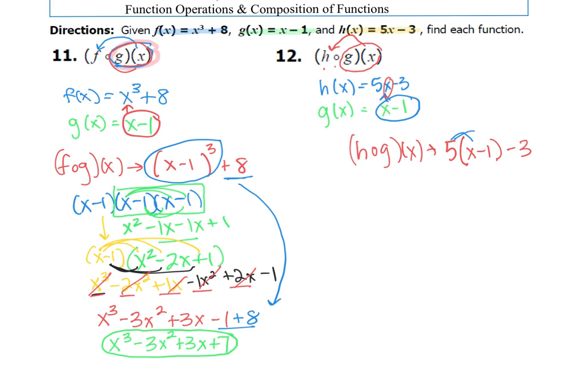We distribute 5 into the parentheses. 5 times x is 5x. 5 times negative 1 is negative 5. We're done multiplying. We drop down our negative 3. Now we combine like terms. Negative 5 and negative 3 make negative 8, so our answer is 5x minus 8. So that one was a lot more simple because we didn't have any exponents to apply to the problem.